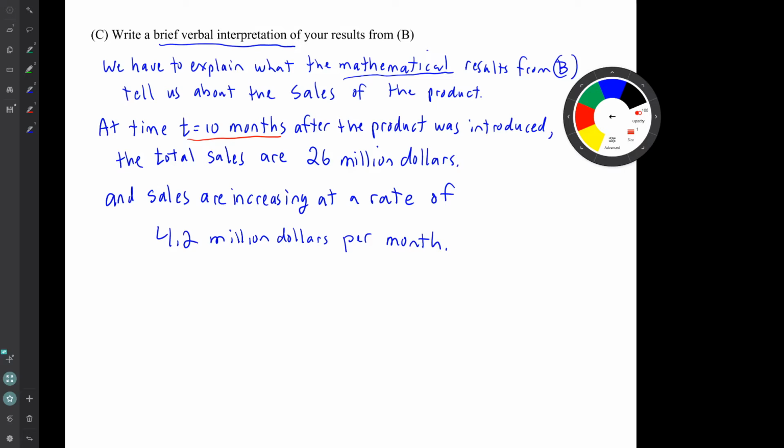And the result was 4.2 for S prime of 10. That means that sales are increasing at a rate of $4.2 million per month. So the rate of increase has a unit, and the unit is whatever the units are for sales divided by whatever the units are for time.